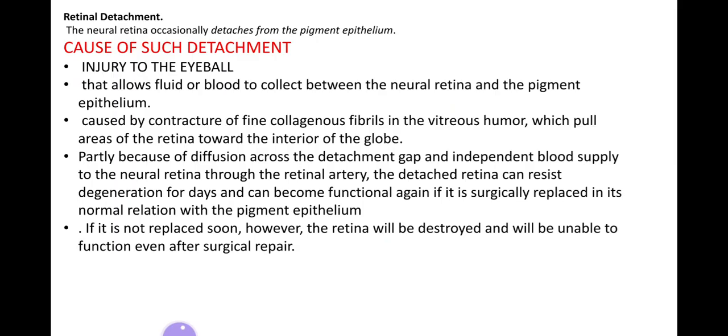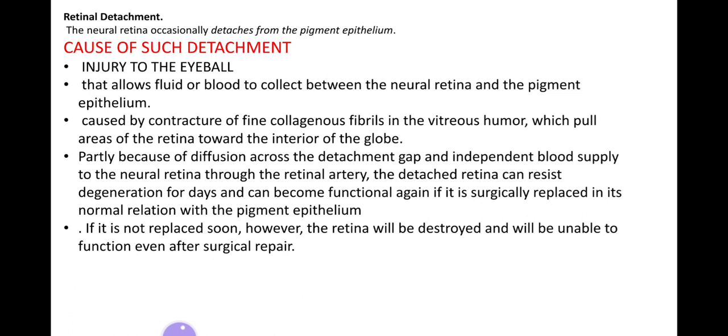What can be the causes of this detachment? It can be injury to the eyeball that allows the fluid or the blood to collect between the neural retina and the pigment epithelium, or it can be caused by the contracture of the fine collagenous fibrils in the vitreous humor, which pulls areas of the retina towards the interior of the globe.